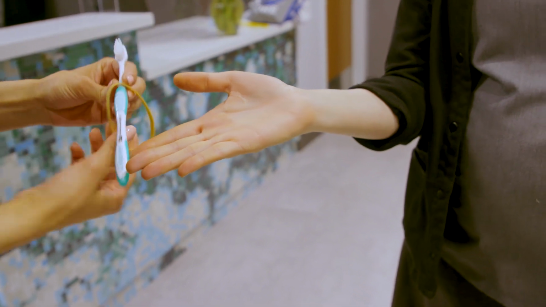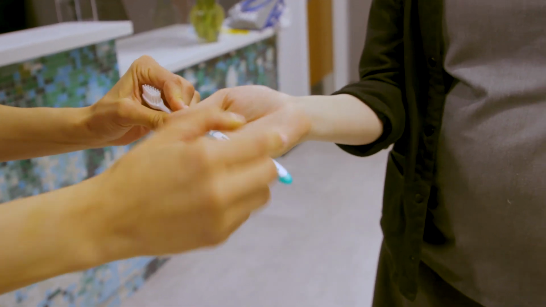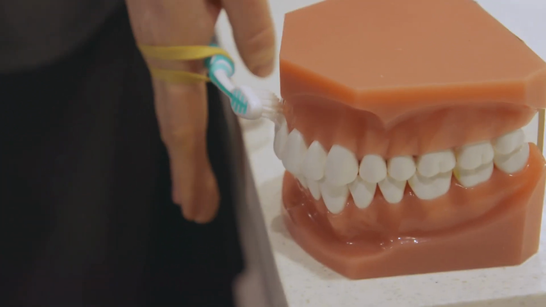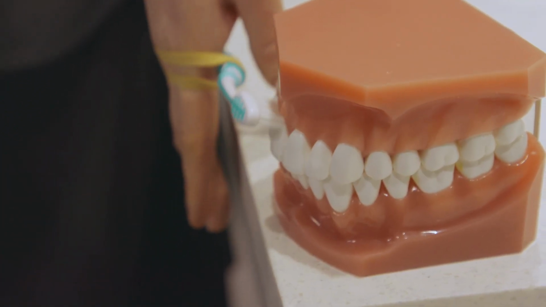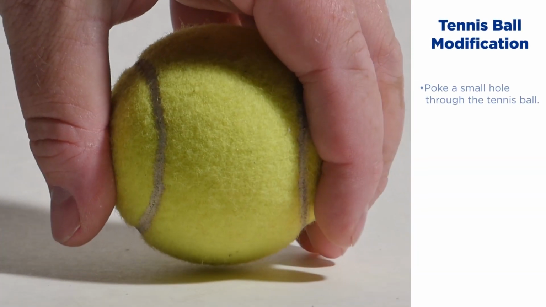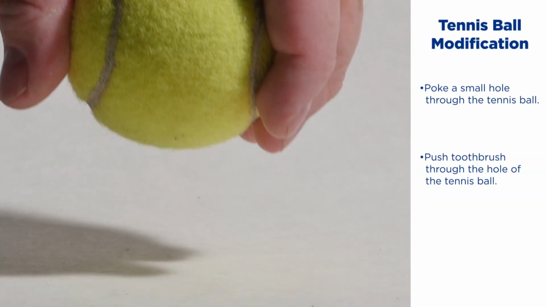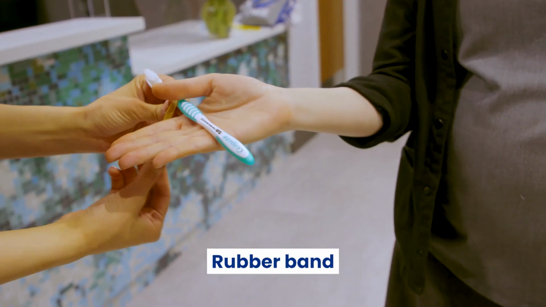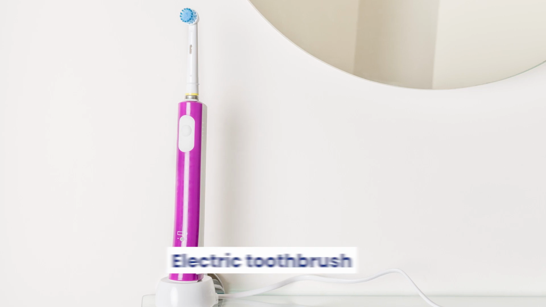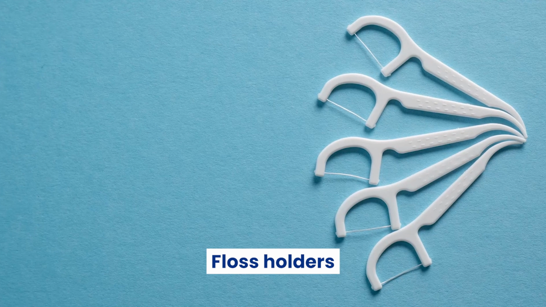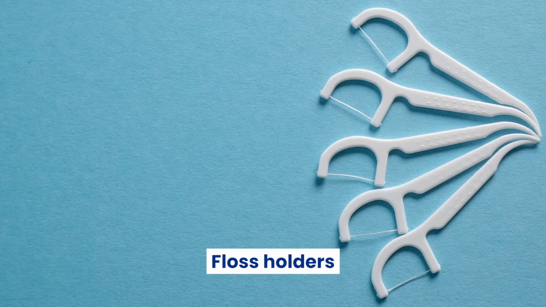Residents with hand dexterity issues may have difficulty brushing and flossing independently. In some cases, oral hygiene tools can be adapted for easier use by the resident on their own. Some examples include using a tennis ball to adapt the toothbrush handle, or a rubber band to secure the toothbrush to the handle. Also, consider electric toothbrushes instead of manual, and floss holders to assist with dexterity issues.